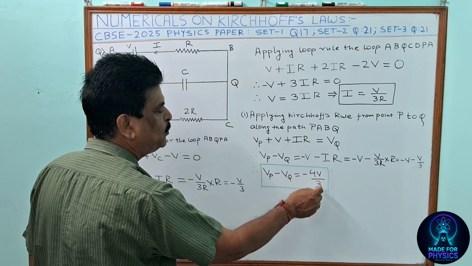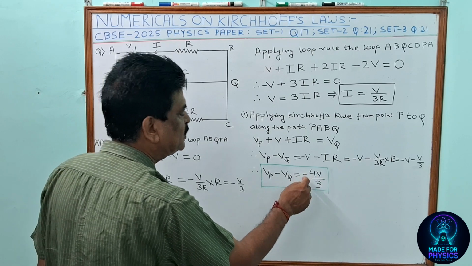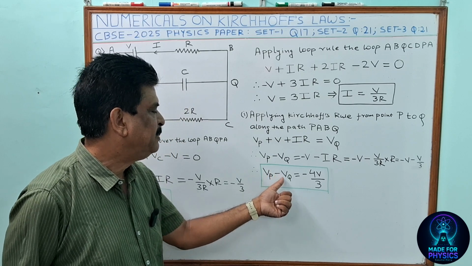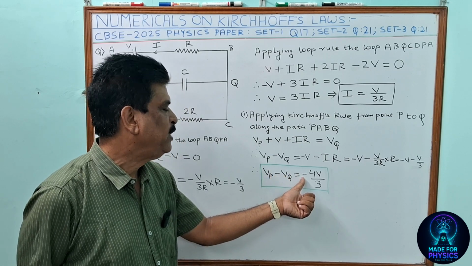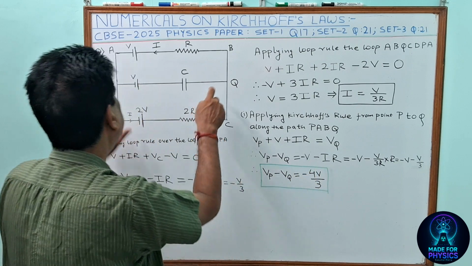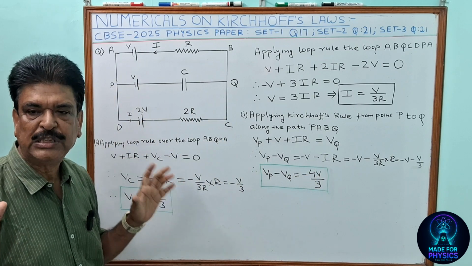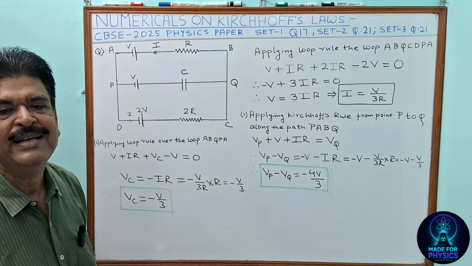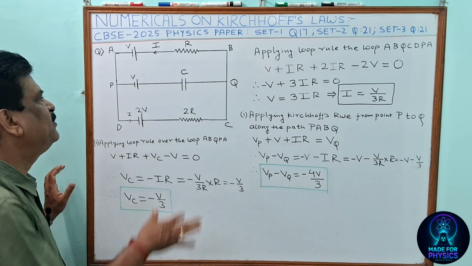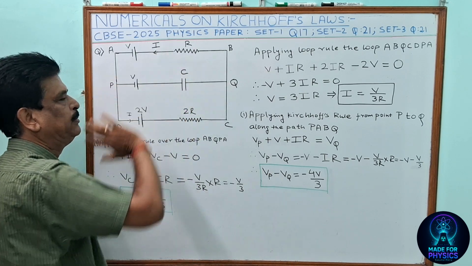4 by 3. So Vp minus VQ becomes minus 4V by 3. And this is the potential difference between these 2 points. So हम लोग का first part of the question solve हो गया। Second part of the question कह रहा find the potential difference across the capacitor.